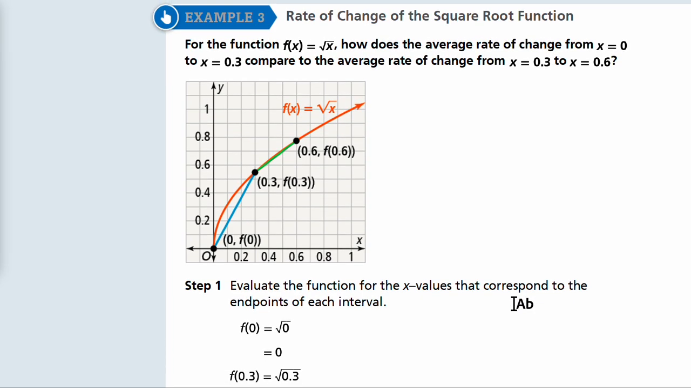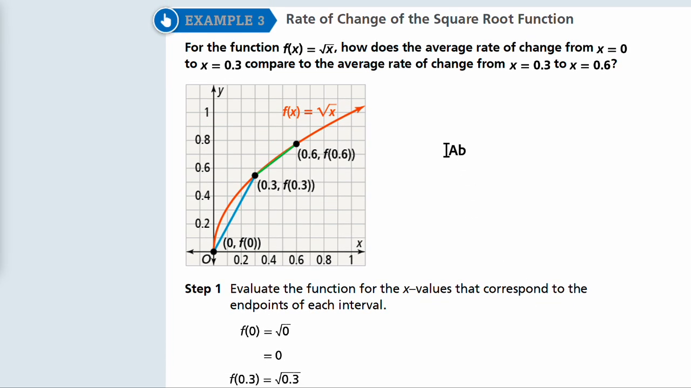So let's look at example 3, rate of change of the square root function. For the function f of x equals square root x, how does the average rate of change from x equals 0 to x equals 0.3 compare to the average rate of change from x equals 0.3 to x equals 0.6? This is not a linear function where you have the same slope. Your slope is different depending on which 2 points you are looking at. So we call these intervals.